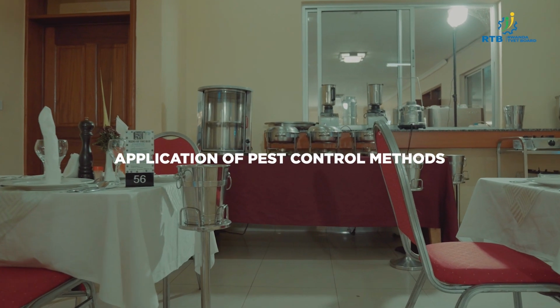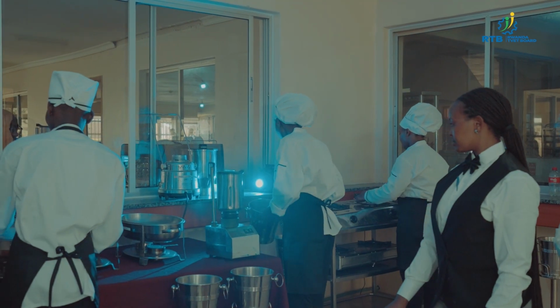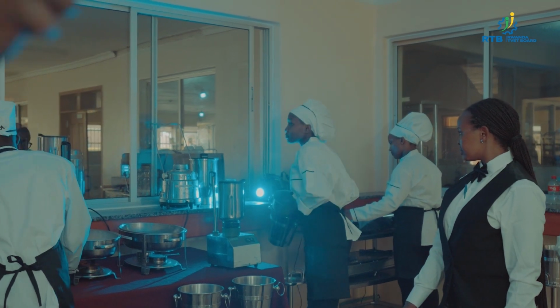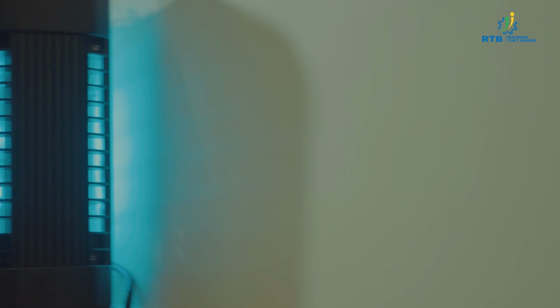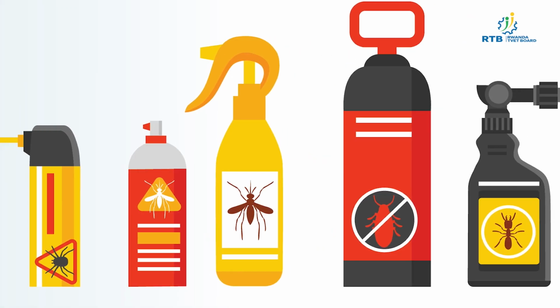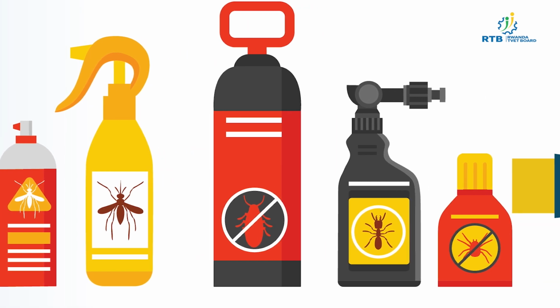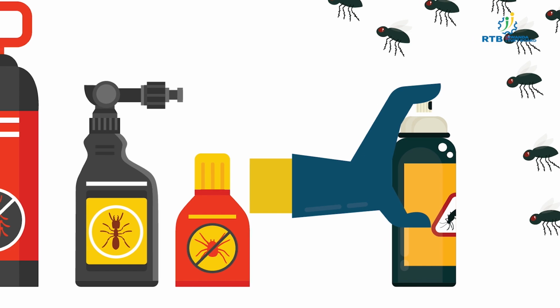Application of pest control methods. A range of pest control methods are utilized to address pest infestations. These include electronic fly killers, aerosol sprays, fumigations, traps, insecticides, rodenticides, heat treatment, and fogging. Each method is tailored to target specific pests and is selected based on the severity of the infestation.